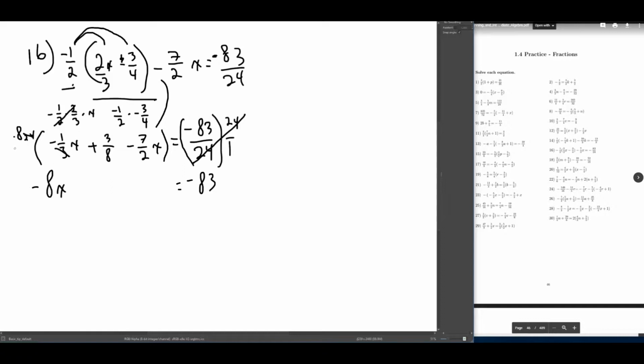Still multiplying everything by 24 here. Can we cross multiply? Yes. This 8 here and this 3, that becomes a 3. 3 times 3 equals 9. That's two positives. Multiplying two positives, that's plus 9.